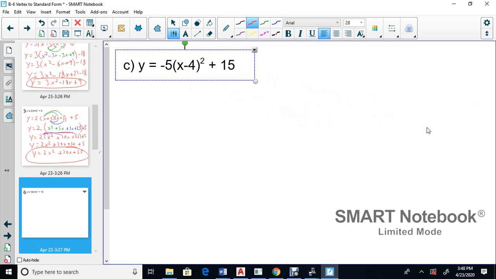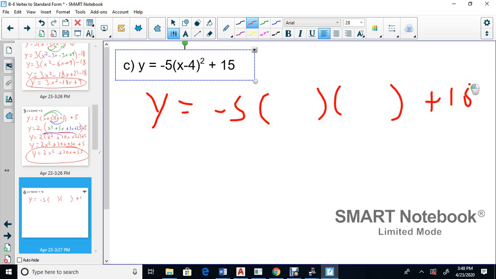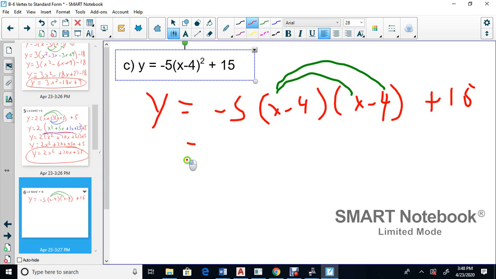Okay, hopefully you've tried it. So we're going to follow the exact same steps. Minus 5, we're going to write the bracket twice, plus 15. So we're going to put x minus 4, x minus 4. Okay, we'll color coordinate. So we're going to multiply x times x to get x squared, and x times minus 4 to get minus 4x. So maybe I'll do that right now so you can watch me do it.